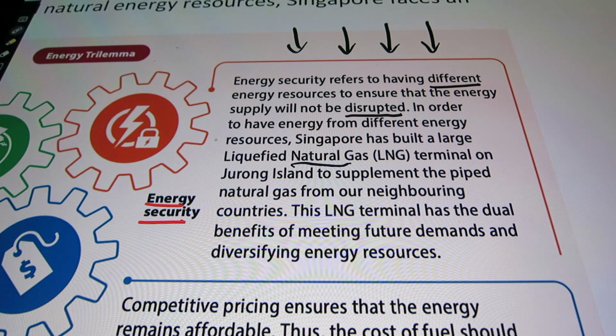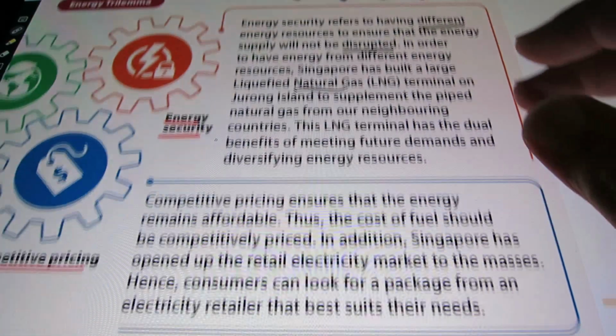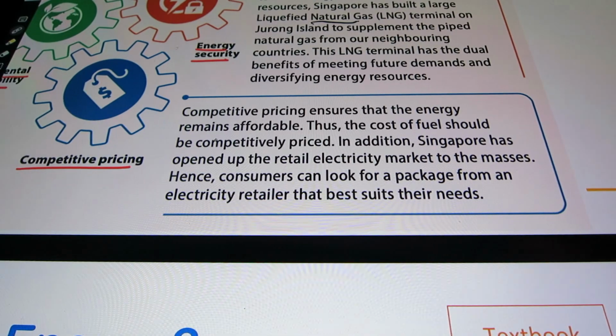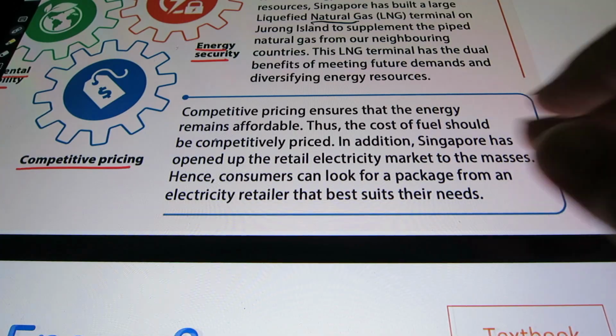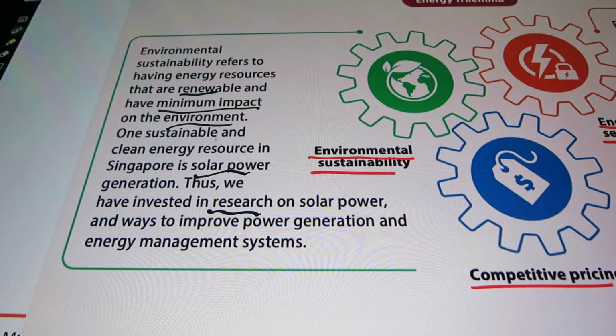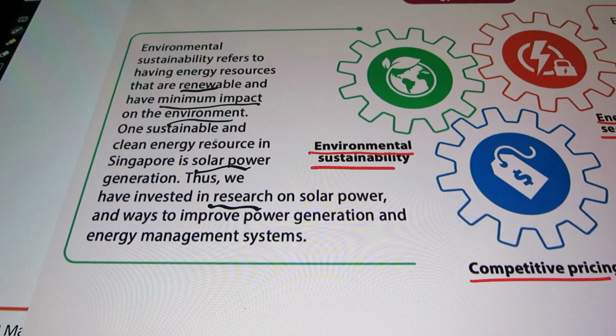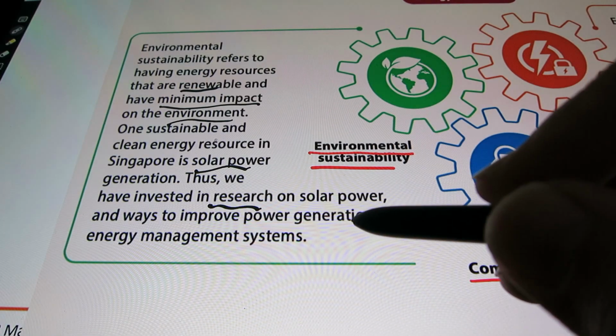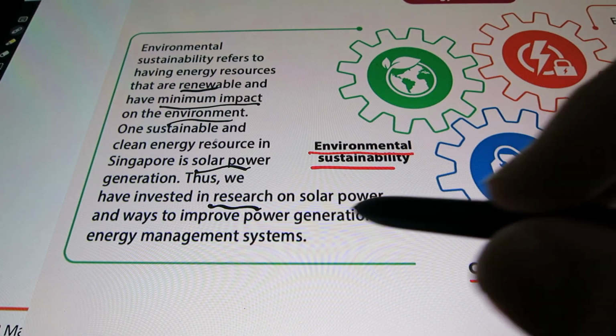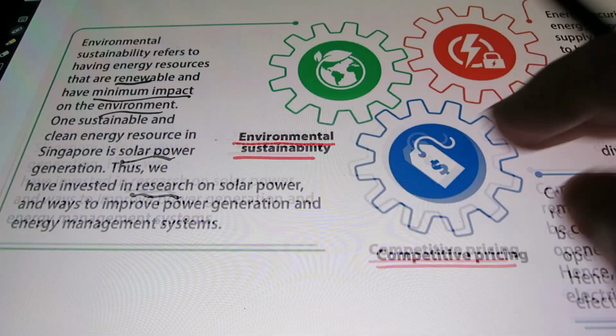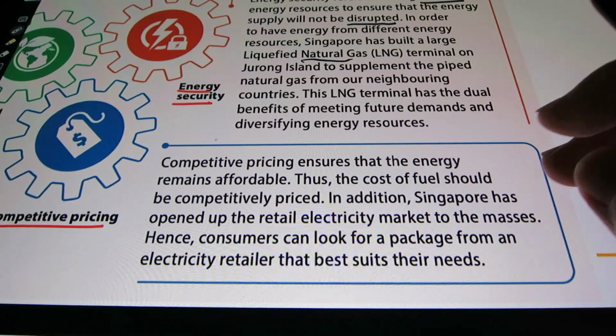So we need to diversify to ensure that we are not dependent on just one form of energy source. And finally, we are going to talk about competitive pricing. Because at the same time, while this is the ideal state where we can just get energy from solar power, we know that the technology is not there yet, and it may cost a lot of money to implement. So that's why we need to think about competitive pricing.